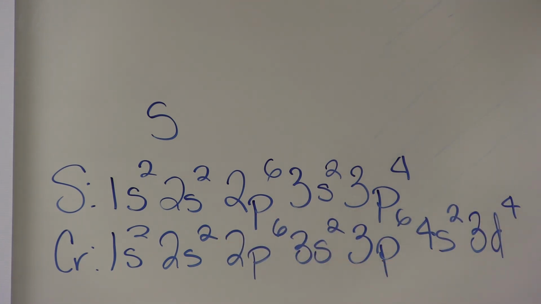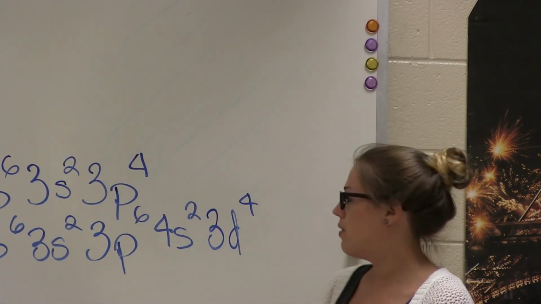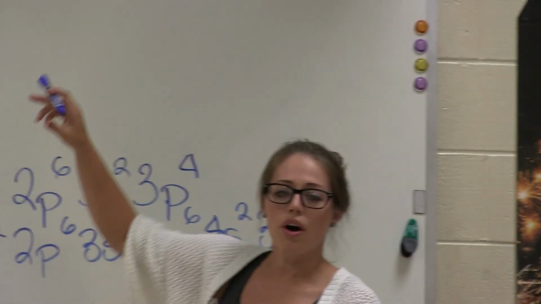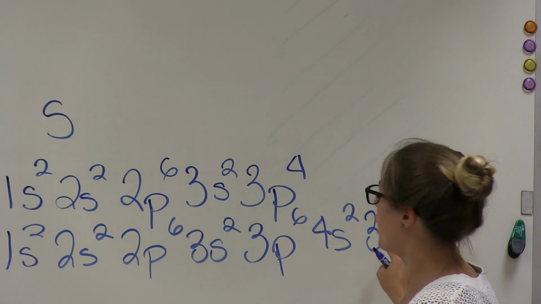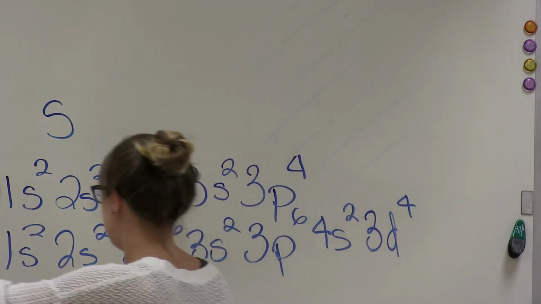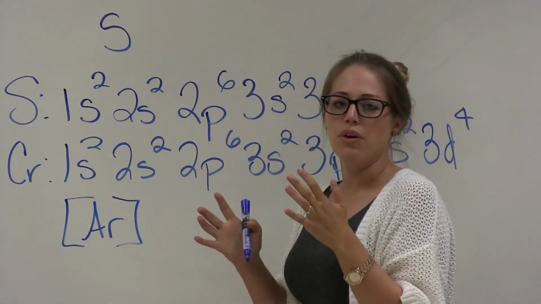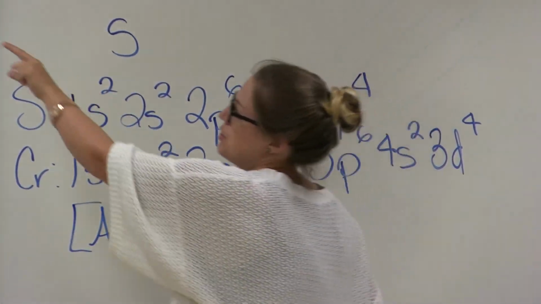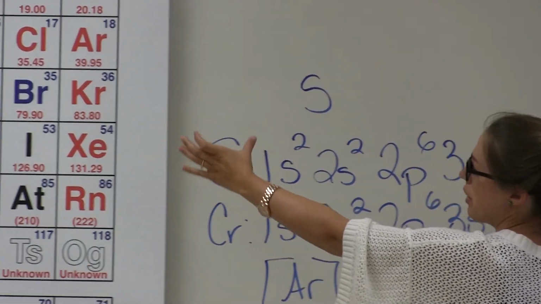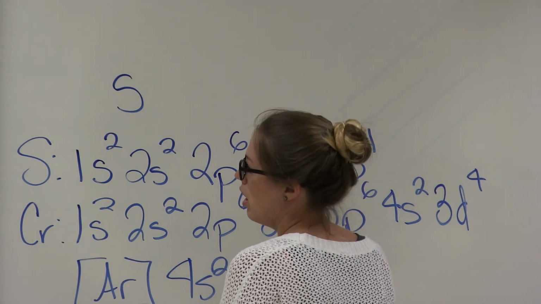We use abbreviated configurations. So we're going to use noble gases to abbreviate the electron configuration. So the way we're going to do that is we're going to use our noble gases. So if we were to look at chromium, the noble gas that comes before chromium is argon. So in brackets, we're going to write argon. And then we're going to do the electron configuration starting after argon. So if you jump down from argon, we're in potassium, so this is the 4s2. And then we're going to do the ending till we get to chromium, so it is 3d4.